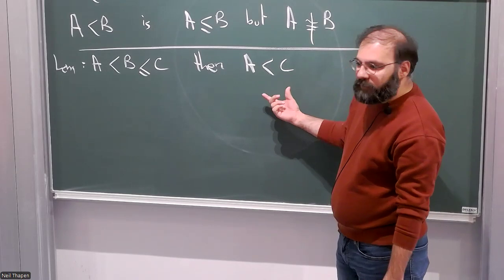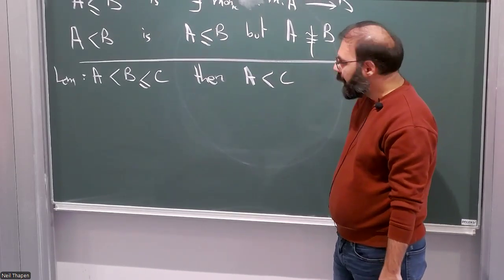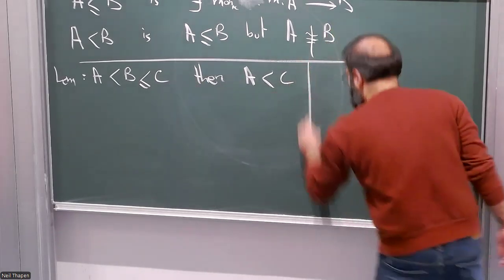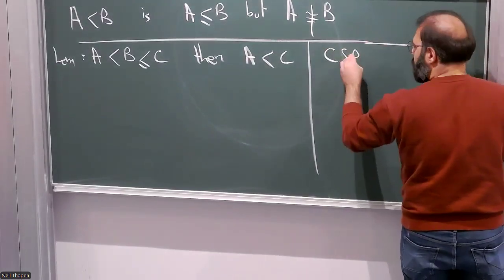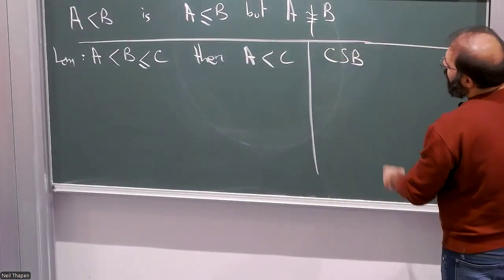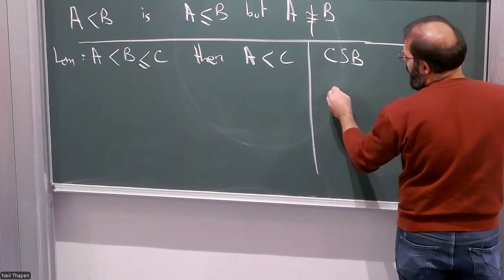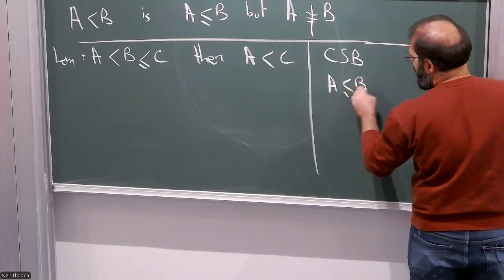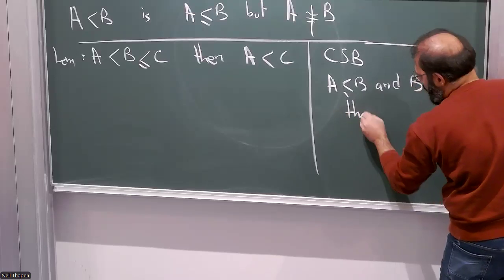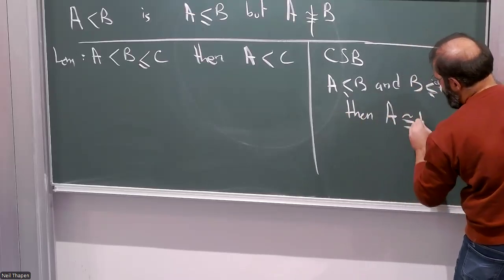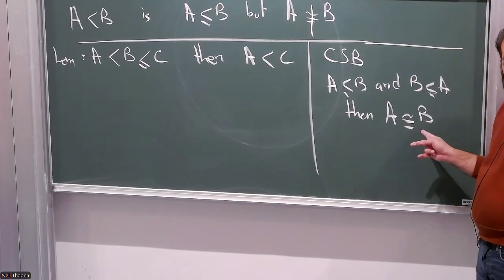But this is not trivial, really. You need contour Schroeder-Bernstein for that. So let me just forget about this and then talk about CSB, contour Schroeder-Bernstein. CSB, which is true in Set, simply says that if A is less than B and B is less than A, then A is isomorphic to B, right? That's a property that we have in Set. This is not true in toposes.